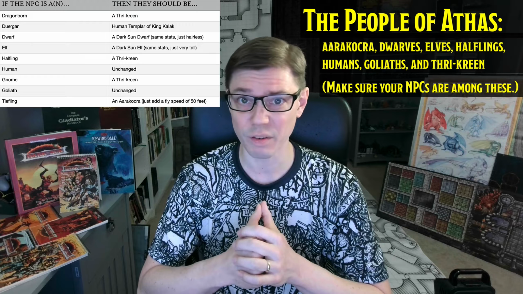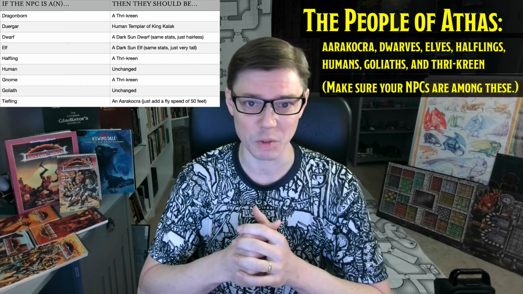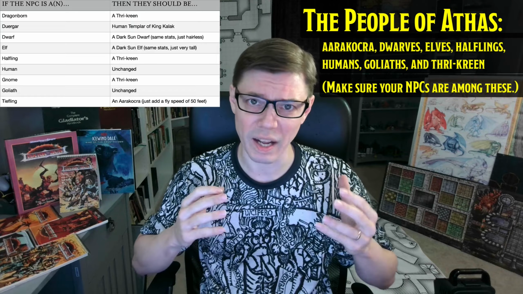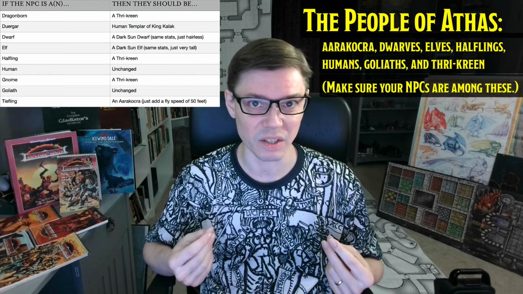That's it. Just add a flying speed of 50 feet, but keep everything else the same. And of course, describe them as being bird people and not devil people. So that's how we're going to handle our NPCs. That's how we're going to describe the NPCs in this campaign.